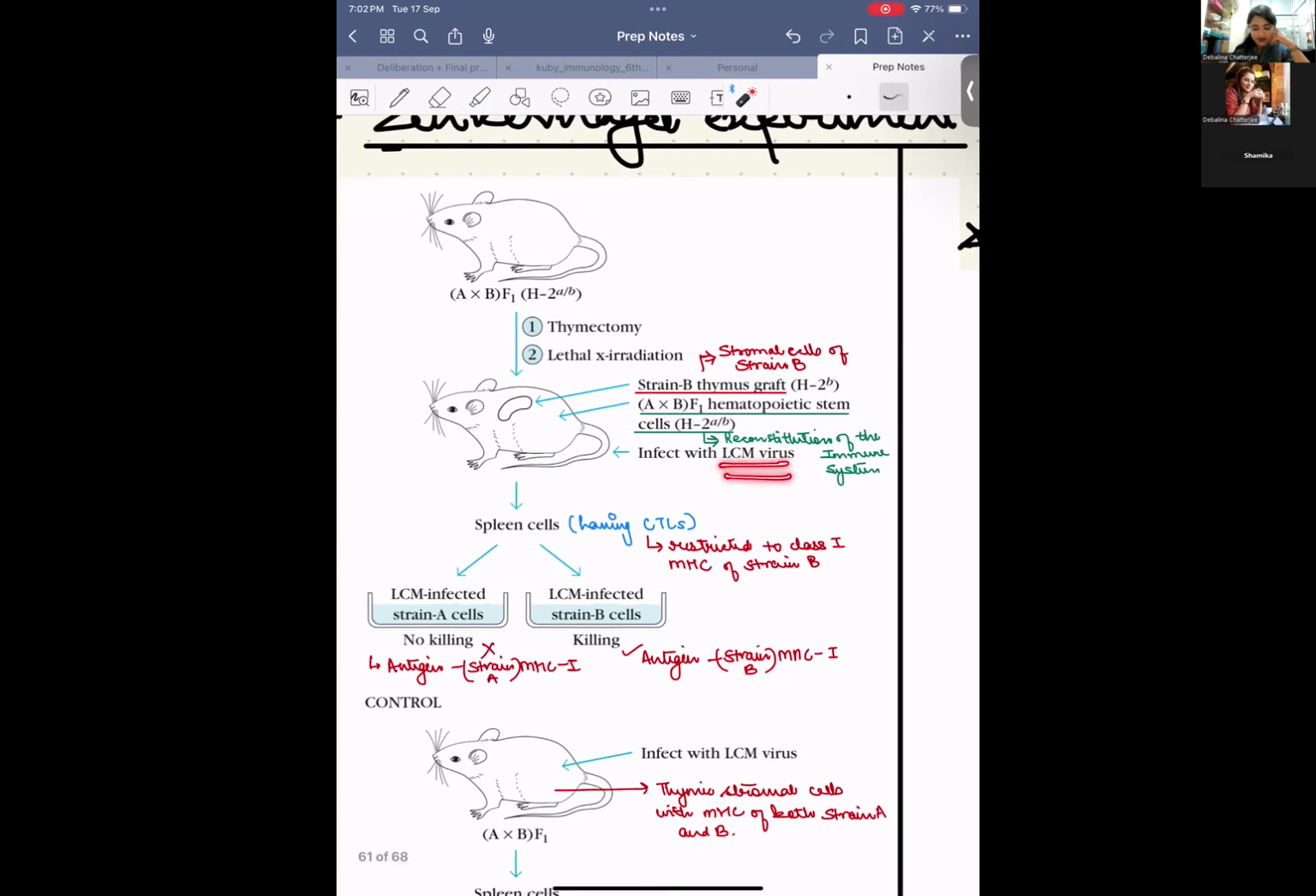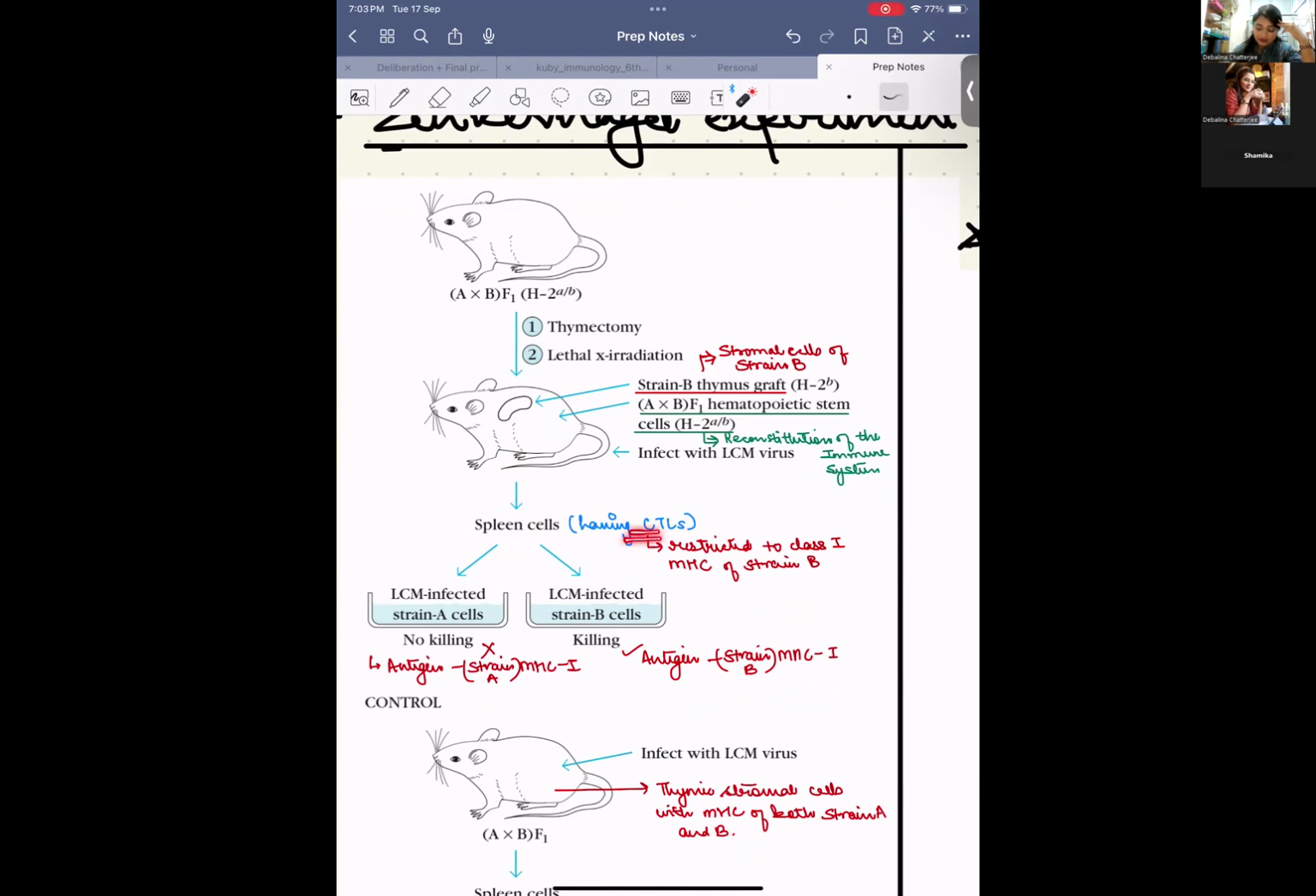After viral infection, they now dissect out the spleen of the mouse and isolate the cells from the spleen of this mouse. Inside the spleen, it's a lymphoid organ, so we will have all the effector T cells. Amongst the effector T cells, we will also have the cytotoxic T lymphocytes.